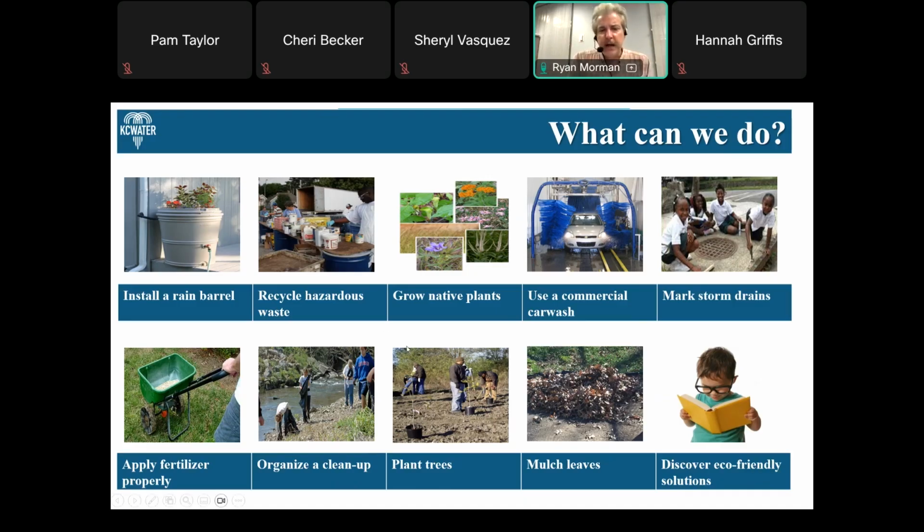And really just cleaning up what we can. We are able, and we have sometimes worked with stream teams at KC Water to do litter pickups and to clean up nearby creeks, making sure that less of that's going to get into our water. Of course, having more plants, more native plants, more trees absorbs more rainwater. But these are just some of the possible solutions that you can do at your own house.